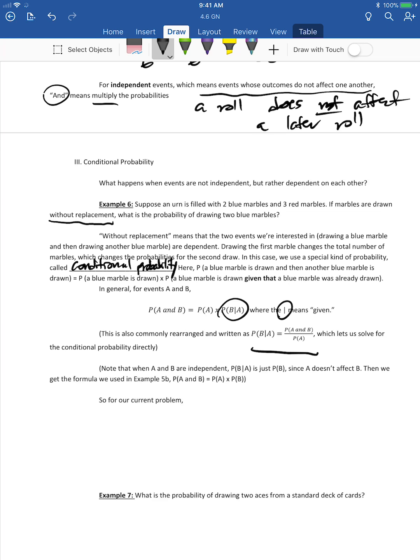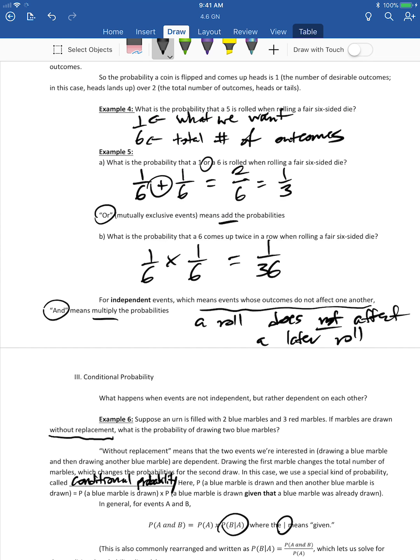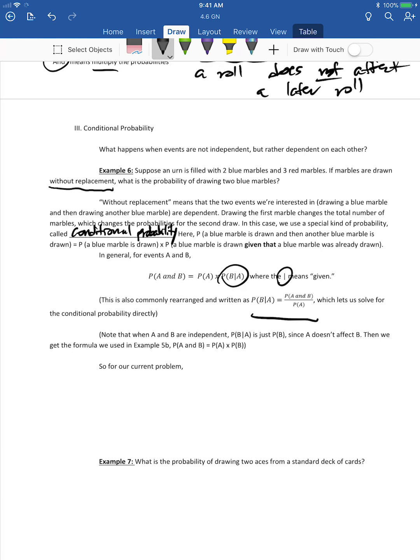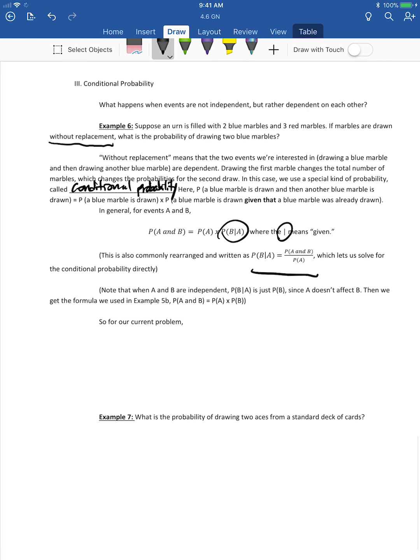And also note that when A and B are independent, the probability of B given A is just the probability of B, since they don't affect one another. So then we get the formula that we used up here. We're just multiplying the two probabilities, P of A times P of B. But anyway, I digress, as I often do. Back to our current problem.